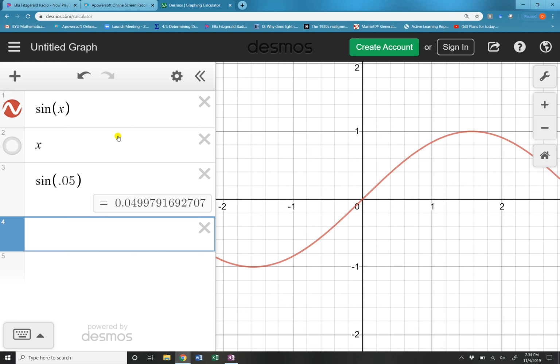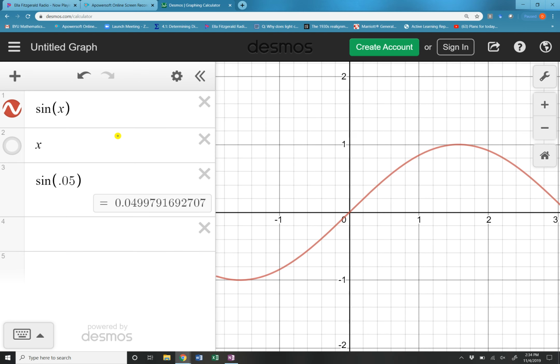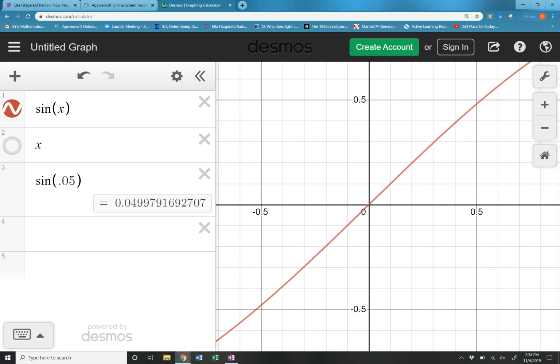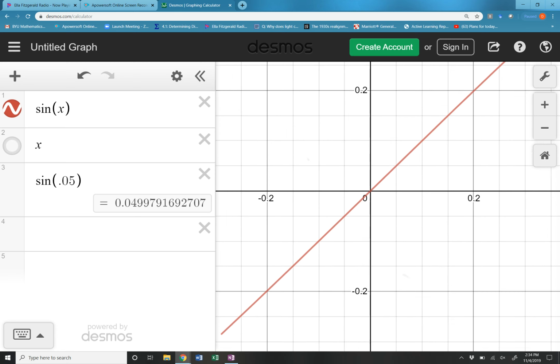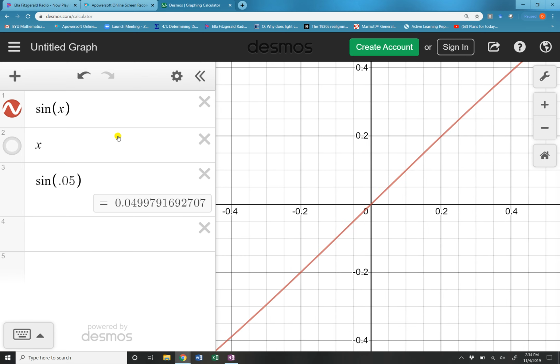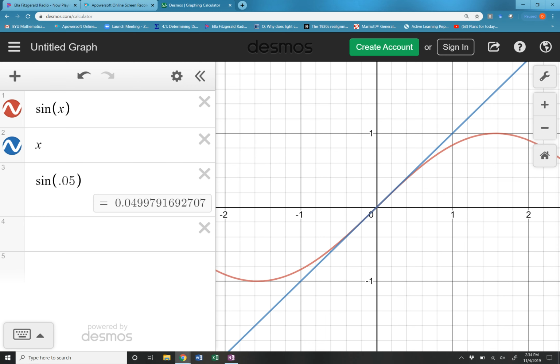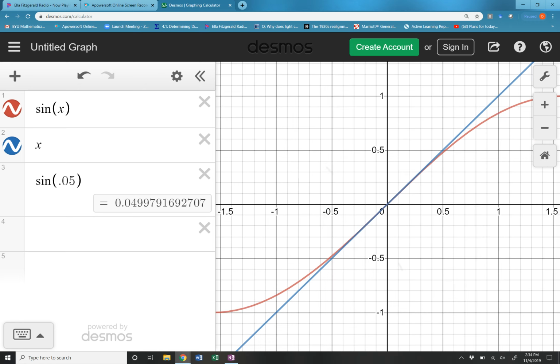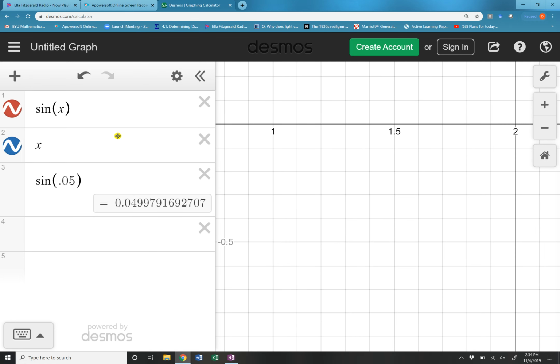If you look here around 0, if we zoom in, what does that start to look like around 0? Yeah, it starts to look like a line, right? And which line? Just y equals x. If you put y equals x on there, you can see that around 0, it is really close. If you start plugging in values that are close, like here, I plugged in sine of 0.05, you get really close to 0.05. The sine of something around 0 is basically that something.